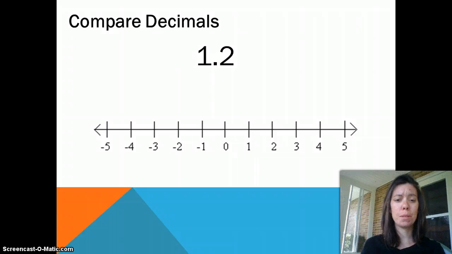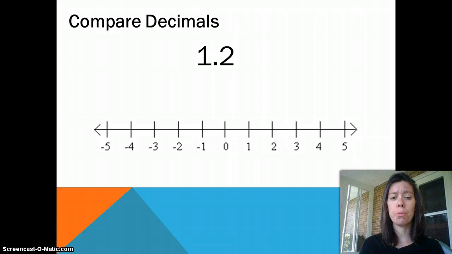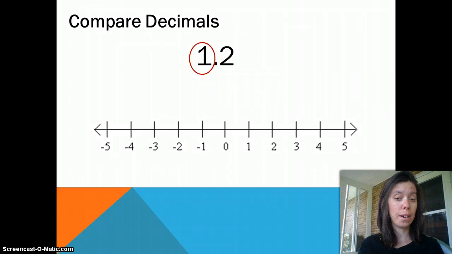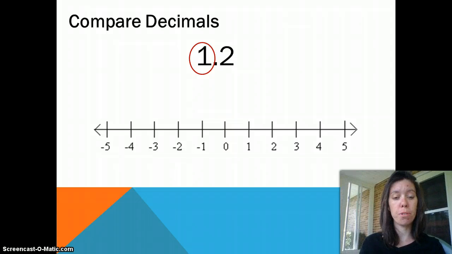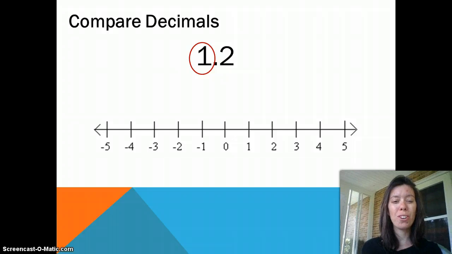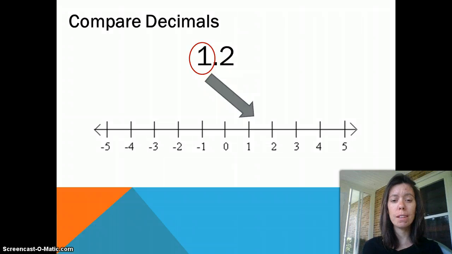So let's look at a decimal number like 1.2. How do we know where 1.2 falls on the number line? Well, the thing to do is look first at the digits that come before the decimal point. So in this case, that's just a 1. And that tells us what two whole numbers this decimal falls between on the number line. This number has to be more than 1, but less than 2. Because if it was greater than 2, that digit before the decimal point would be a 2. So we don't know exactly where to put this on the number line, but we know that it's somewhere between 1 and 2.